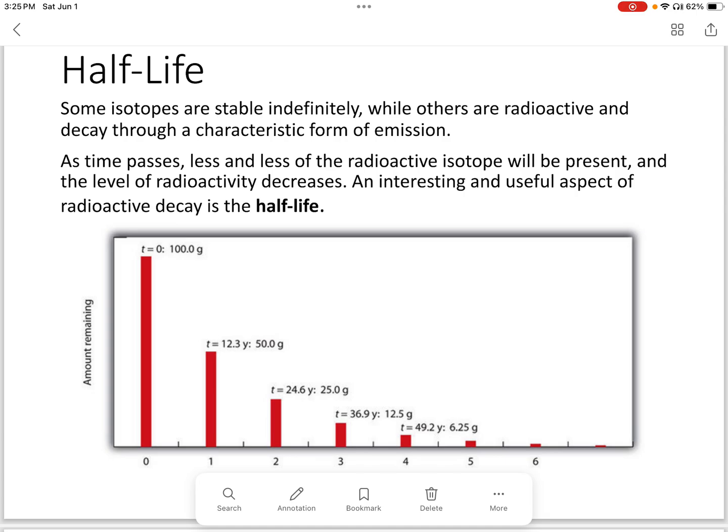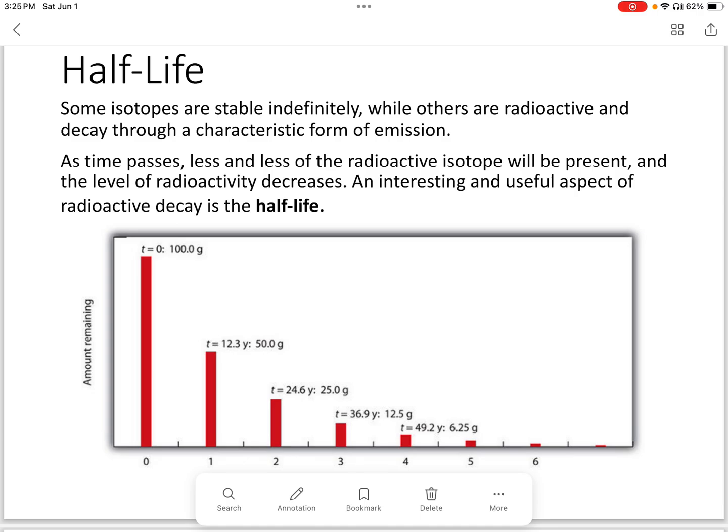Now, some isotopes are stable indefinitely, but others are radioactive, like the ones we talked about, and they're going to continue to decay through some form of emission, whether that's alpha particle emission or beta particle emission. That means that as time passes, less and less of the radioactive isotope will be present because it's decaying over time. So the level of radioactivity will decrease as well.